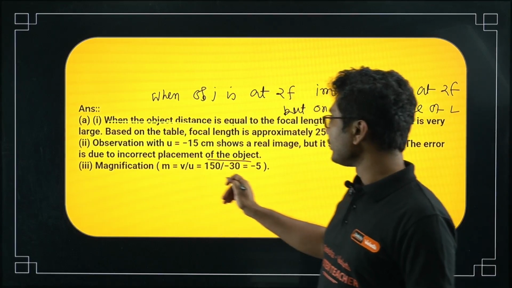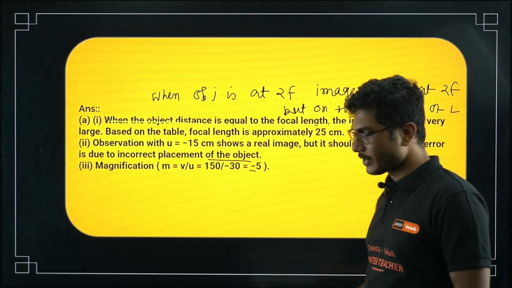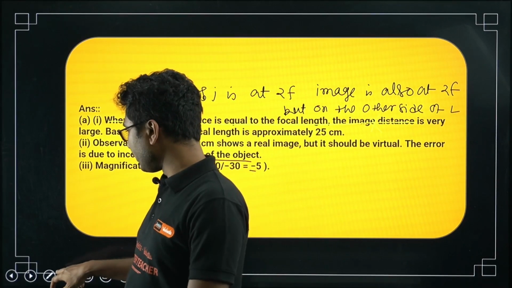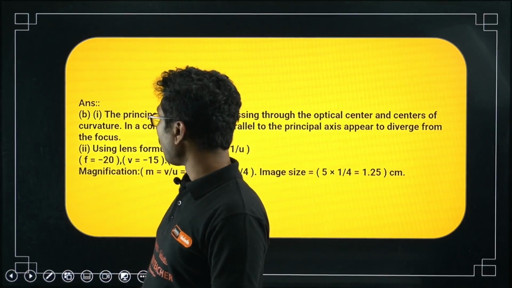Now magnification m is equal to v by u, which equals minus 5. If you answer it, you will get full marks. Now let's see the OR question.